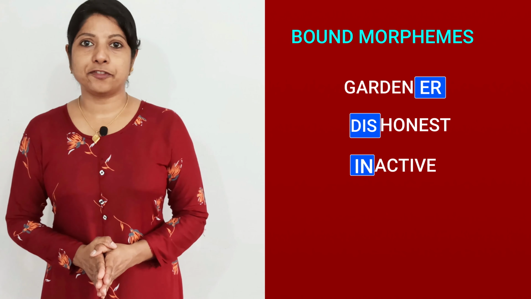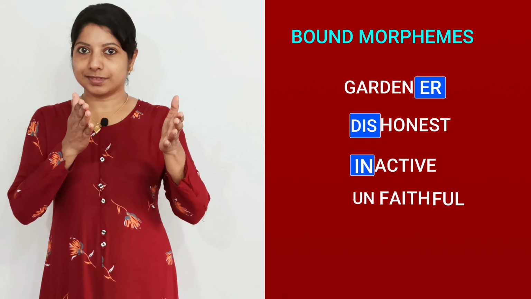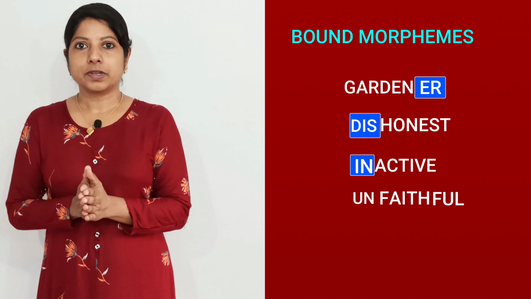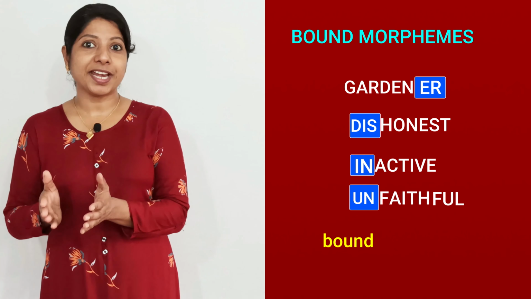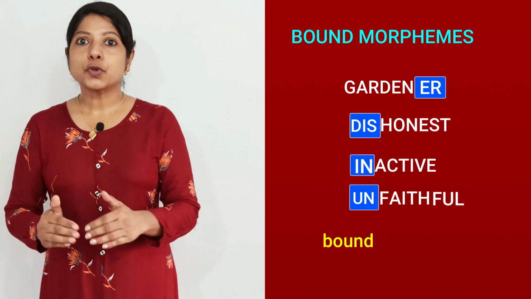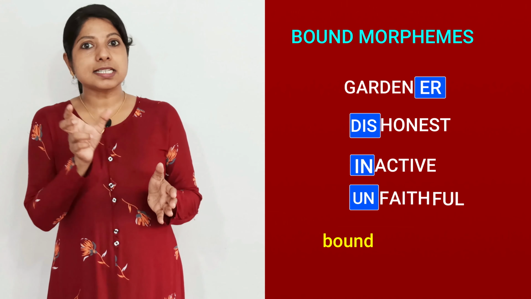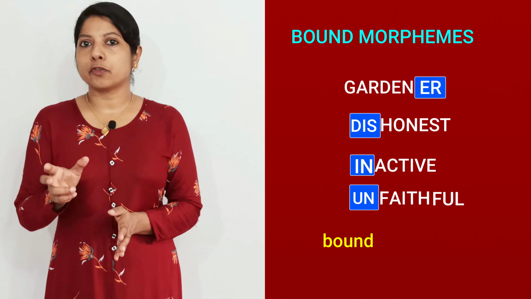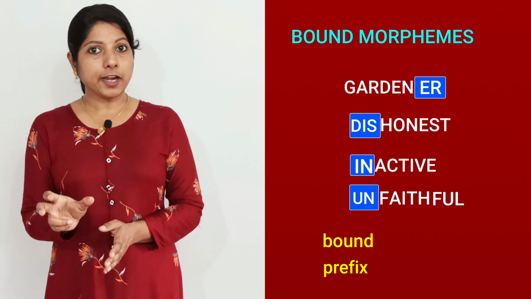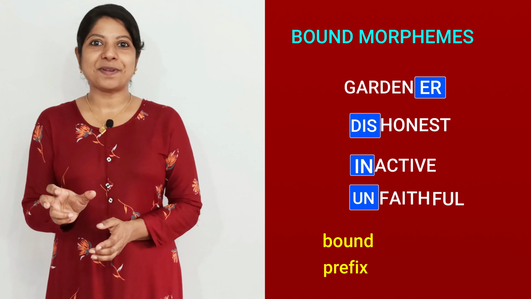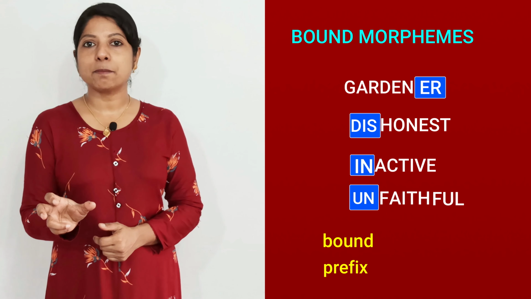Now the word unfaithful. We can divide this word into morphemes like un, faith and full. Now un is a bound morpheme because it cannot stand alone. It needs to be attached to faith to make itself meaningful. So un is a bound morpheme, and since it is added at the beginning of faith, it is a prefix. Hence it is a bound prefix. Faith can stand alone. It is independent. It has a meaning on its own. So faith is a free morpheme.